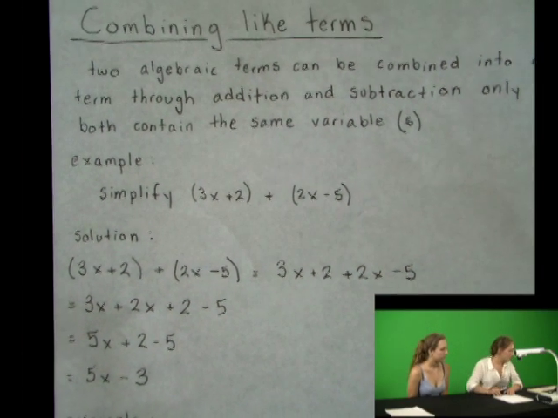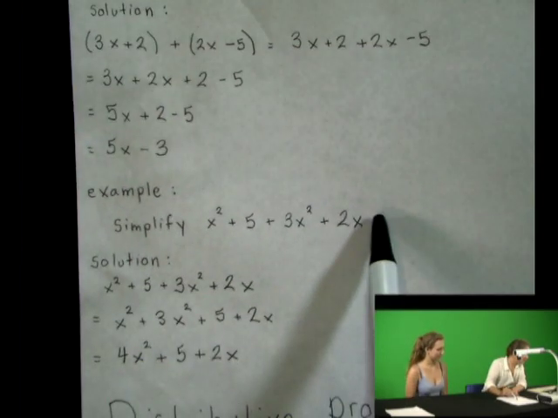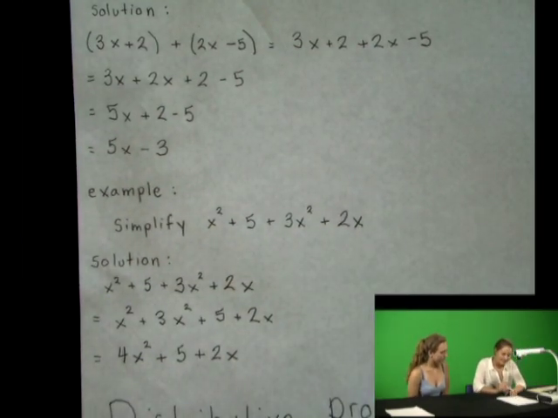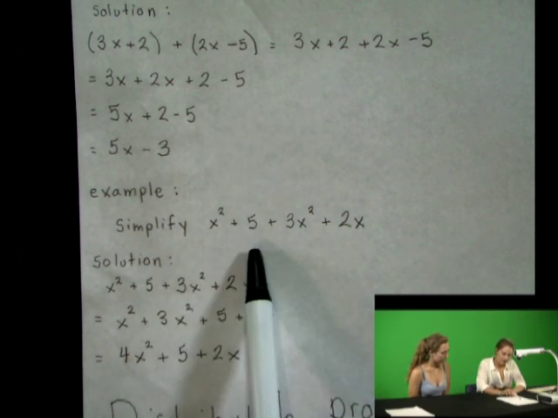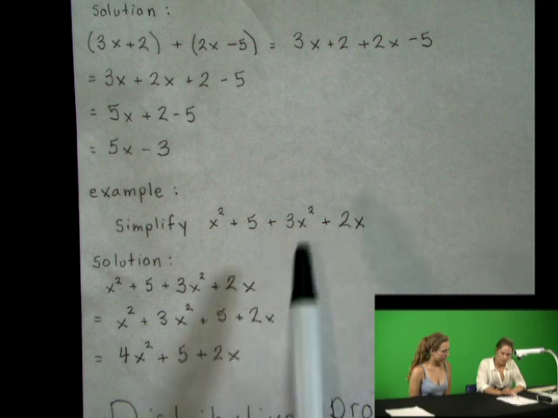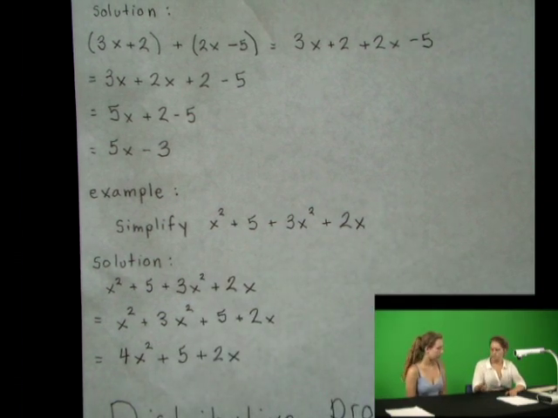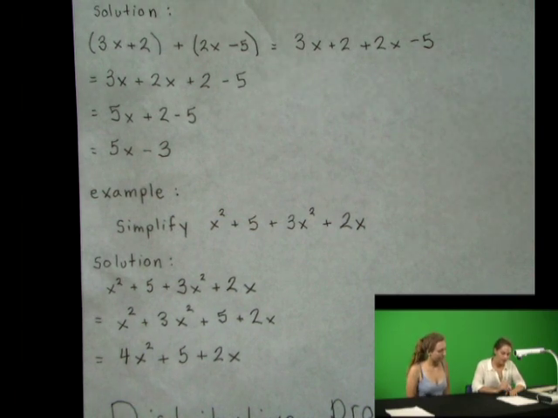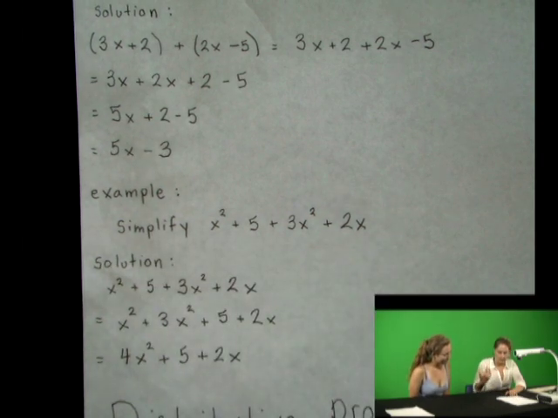Okay, so let's do another example. Say we have x squared plus 5 plus 3x squared plus 2x. This one's a little more complicated because we have x squared in the equation, right? So, looking at this equation, what do you think we would be able to combine?